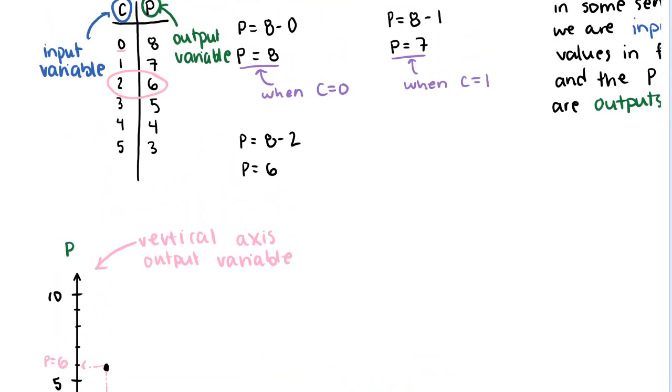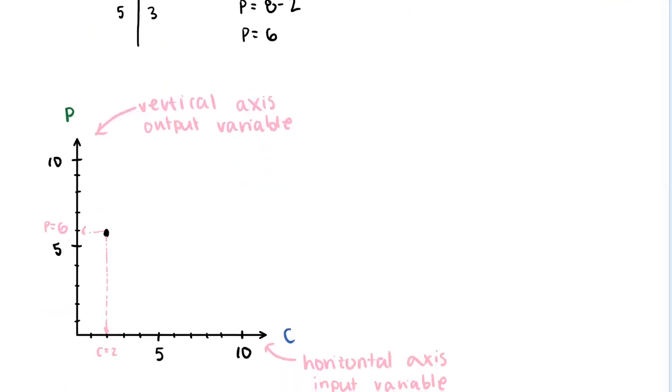So let's do that for our other points from our table, right? So here we've got 0 and 8 together. So 0 for C, 8 for P, right? If I look at, here's the point 0 for C and 8 for P, right? Because there, if I look to my P axis, I'm at the position 8, and if I look to my C axis, I'm at the position 0.